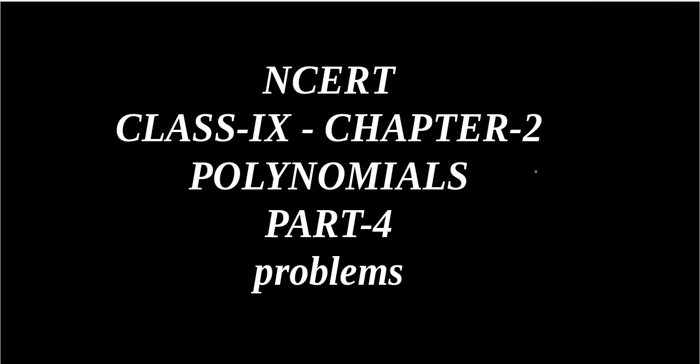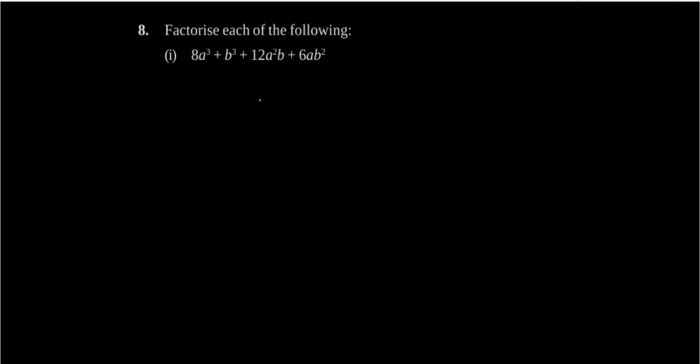Dear students, in this session we'll discuss NCERT Class 9 Chapter 2 Polynomials Part 4. We'll discuss some problems here. Factorize the following: 8a cube plus b cube plus 12a square b plus 6a b square. This we need to factorize.